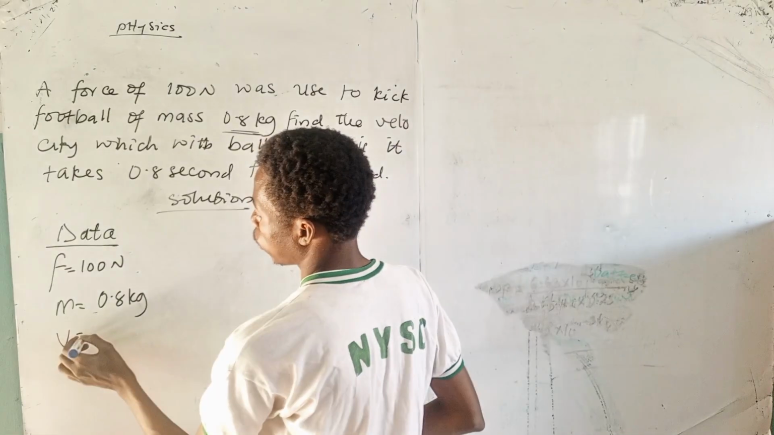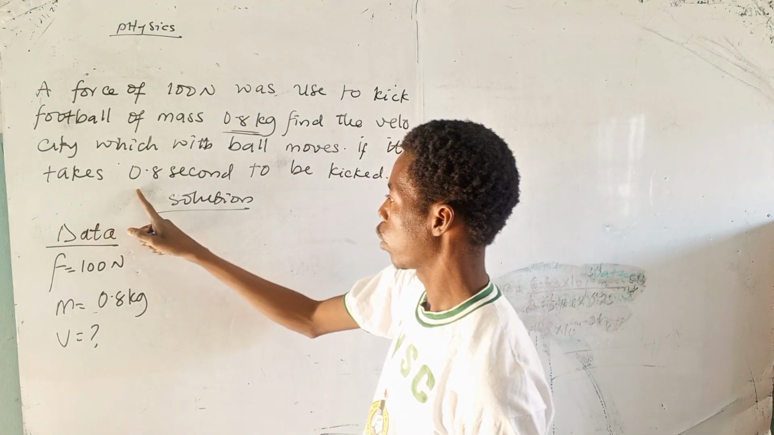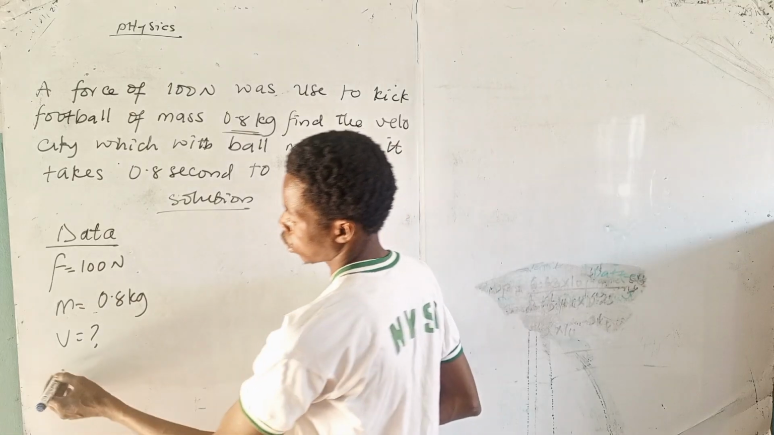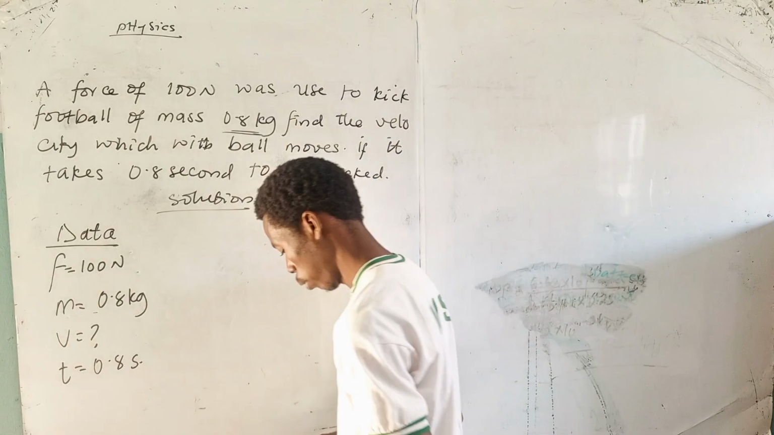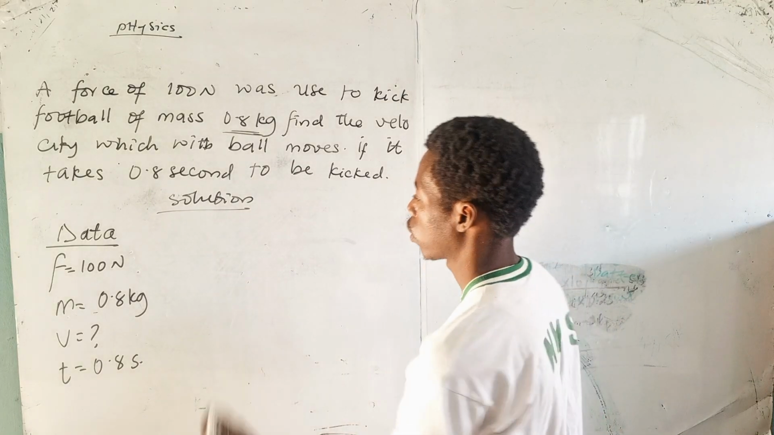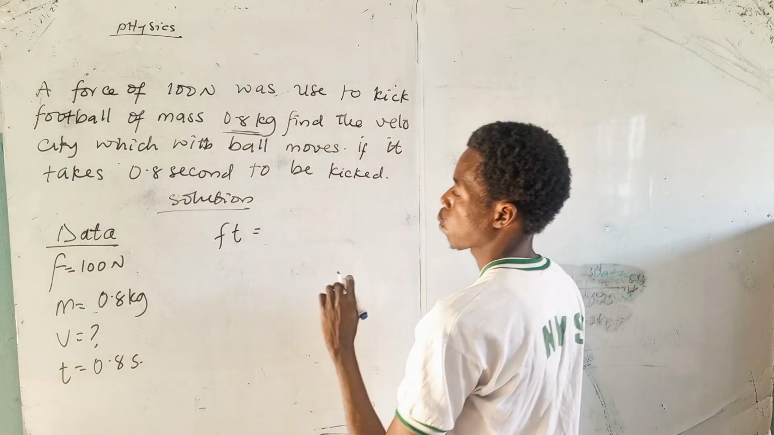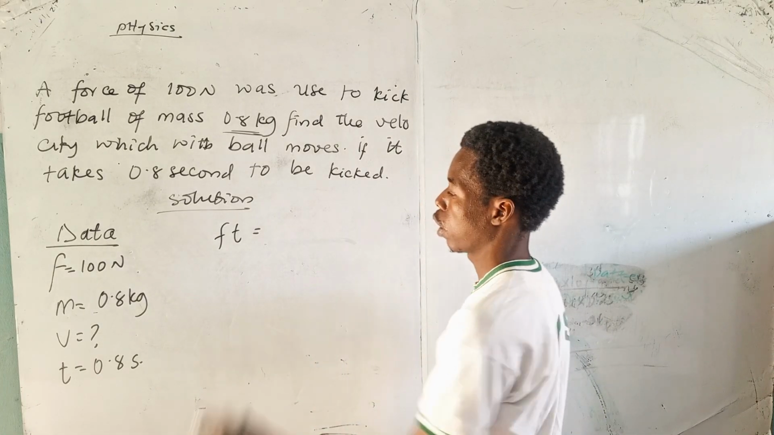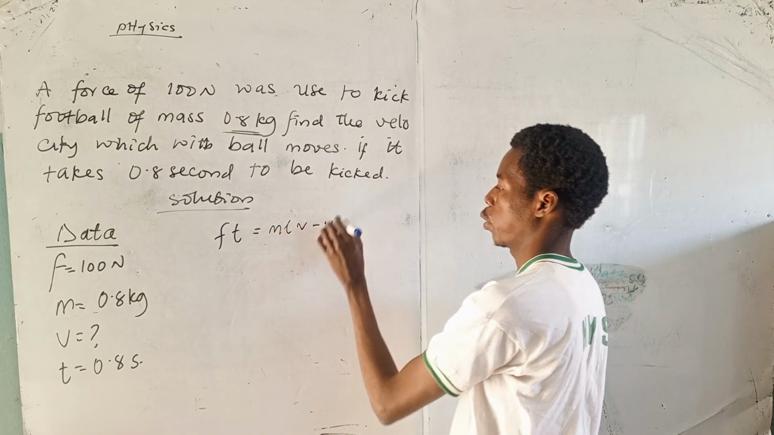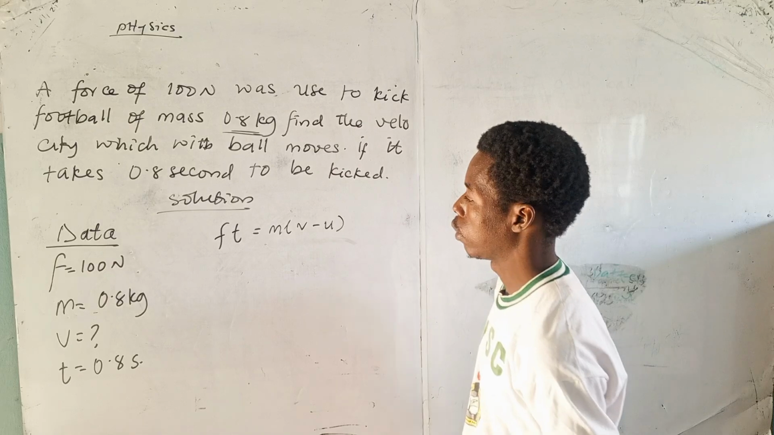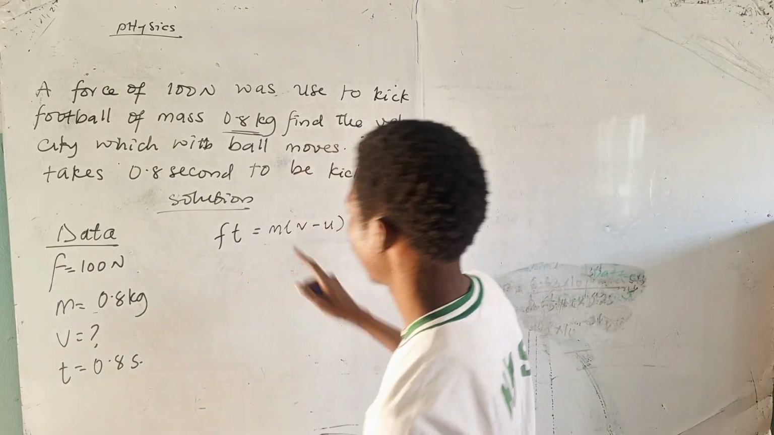So we are to find the final velocity. If it takes 0.8 seconds to be kicked, so time equals 0.8 seconds. The formula that we are going to use is Ft equals change in momentum, m into v minus u, and we are going to find the final velocity.